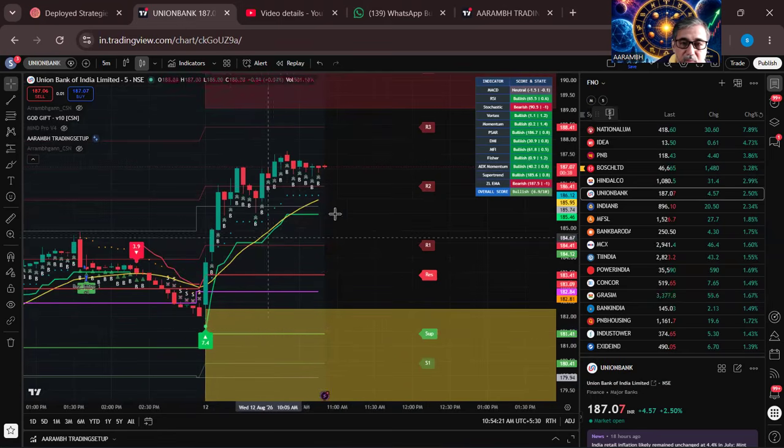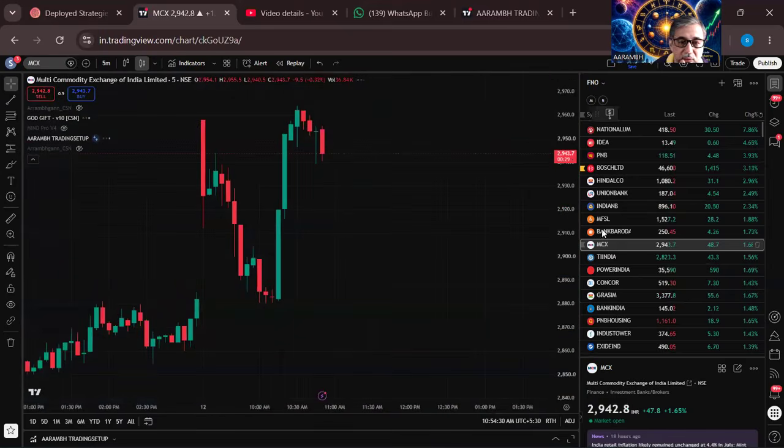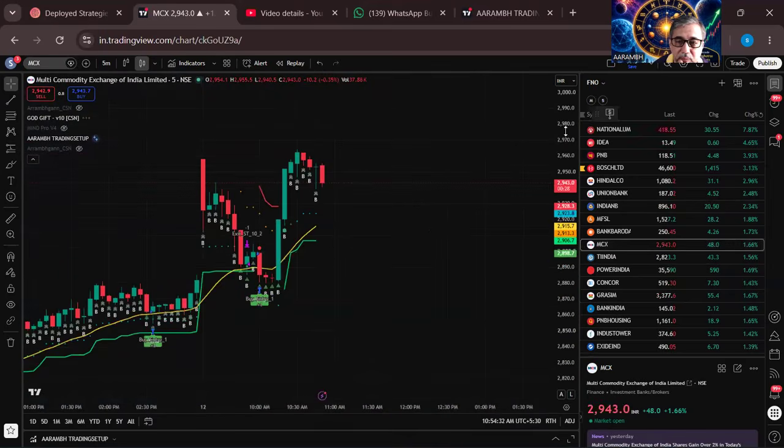So like this, choose the stocks which are trending and put them here, and you know where to enter, where to exit. If you check the MCX here, okay.